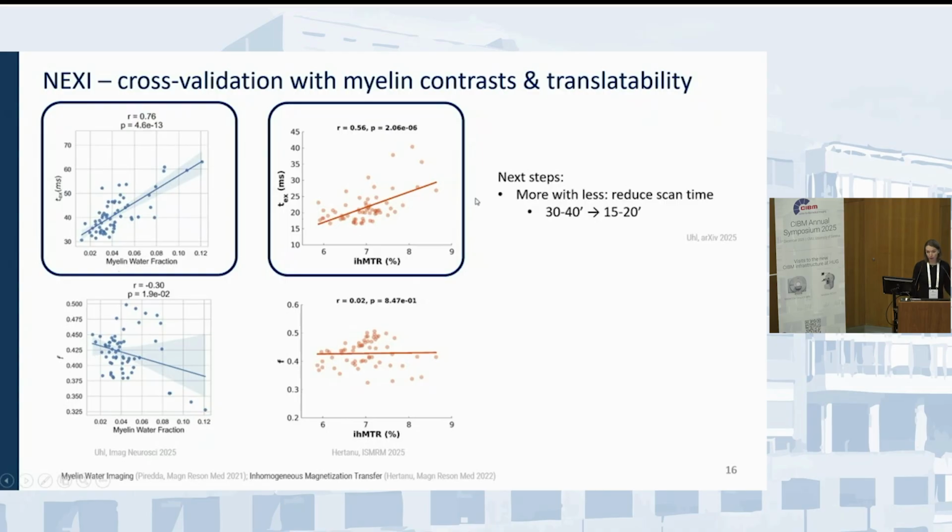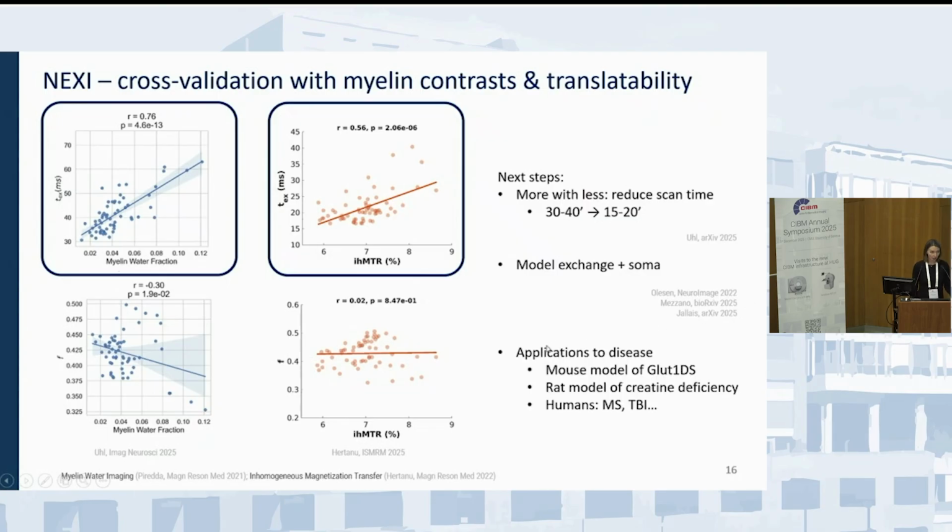And so moving on from this, of course, we want to do more with less, reduce the scan time. Initially, we were at 30 to 40 minutes, which is really prohibitive. We were able to reduce it in half by doing some kind of informed reduction of number of measurements that we were taking. And also, we want to further model both exchange and soma, and this is ongoing work from many groups across the world, but for now, it's a difficult problem.